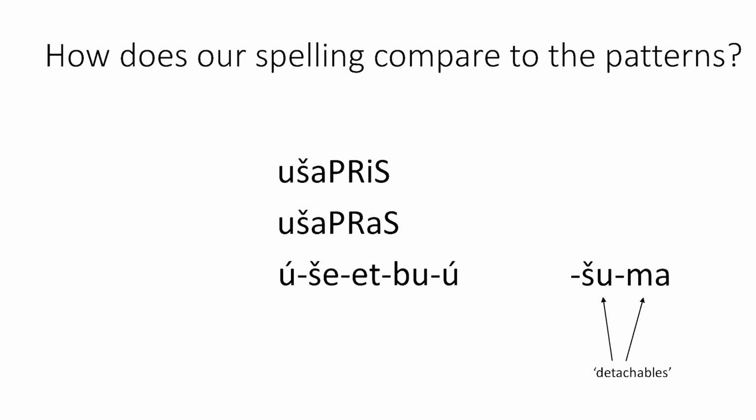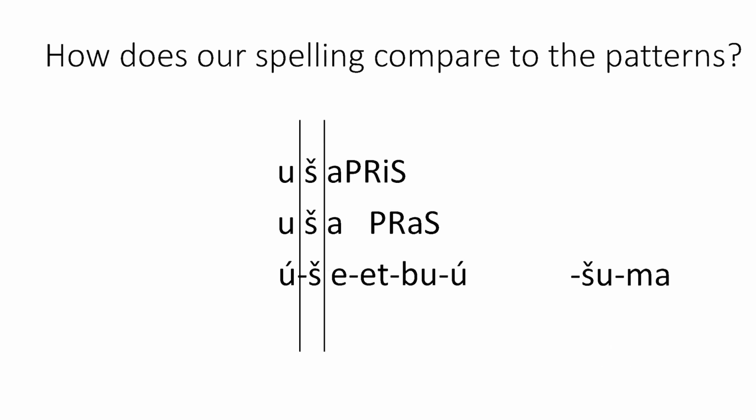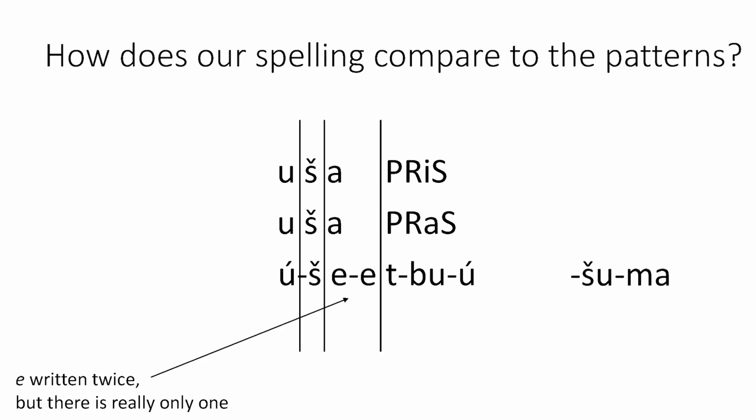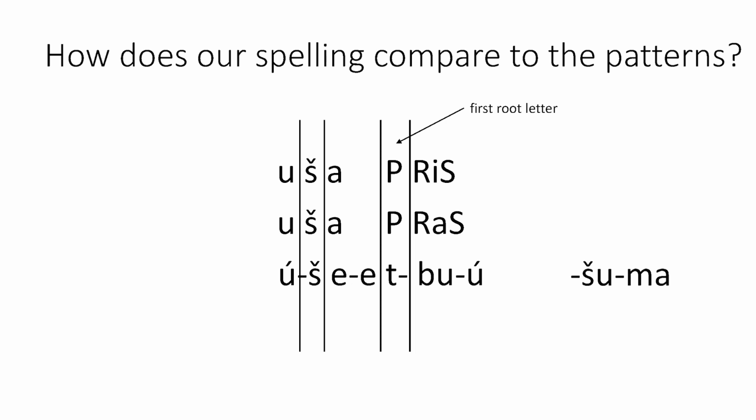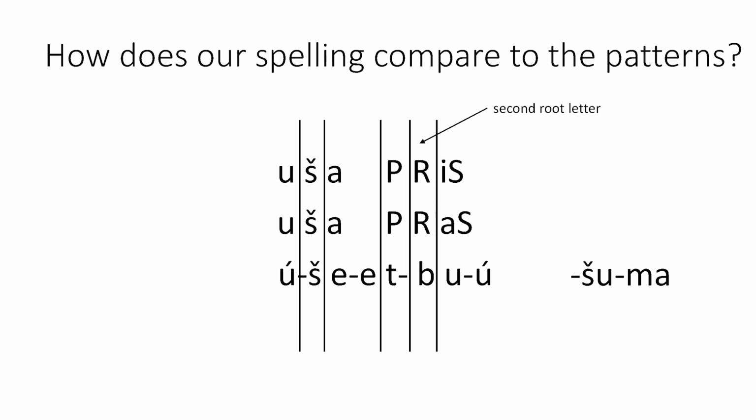Then let's slightly spread the letters out so that everything lines up vertically. We can line up the initial u, the Š of the Š system, and the vowel that follows it. Here, še-et is just a way of writing the syllable šet. So though the e is written twice, there's really only one of them. Returning to the question of how our spelling compares to the patterns, we also see that the t matches up with the capital P in the patterns, which is to say, the first root letter. And the b matches up with the capital R in the patterns, which is to say, the second root letter.